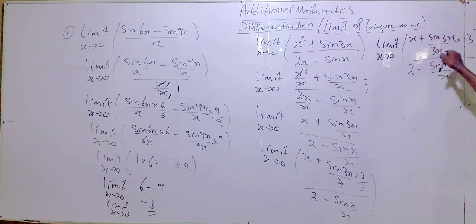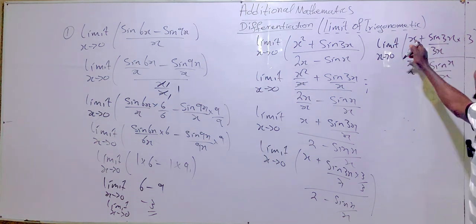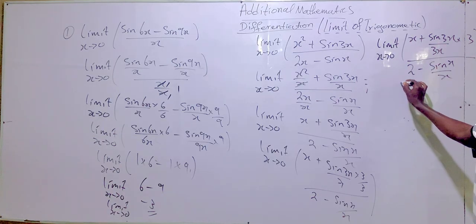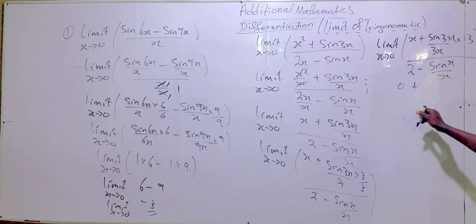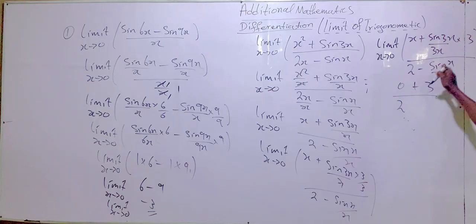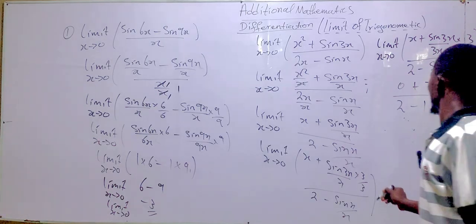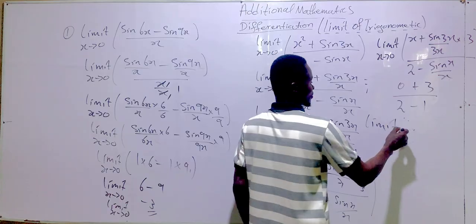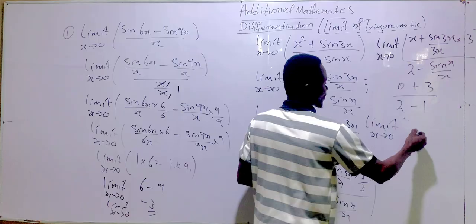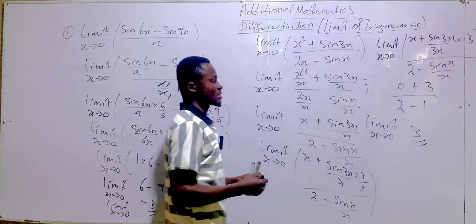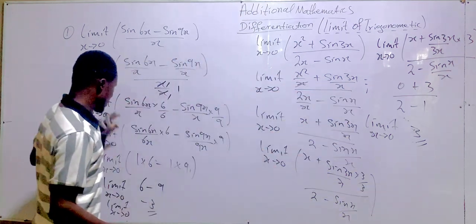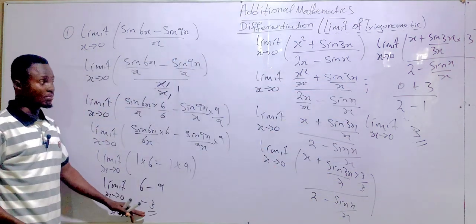So when you pick the limit, the limit of x will give us 0 plus the limit of sine 3x all over 3x, which gives us 1. 1 times 3 all over 2. The limit of sine x all over x will give us 1. So our final answer as x approaches 0 will give us 3. So this is our final solution for example 2, and this is the final solution for example 1.